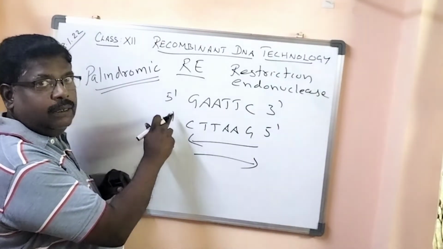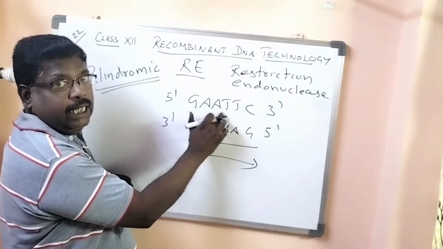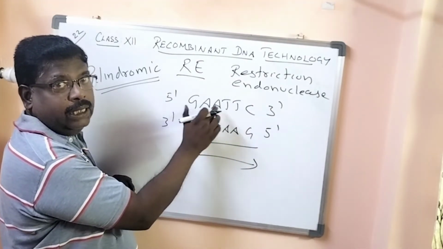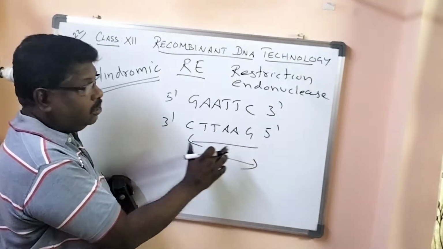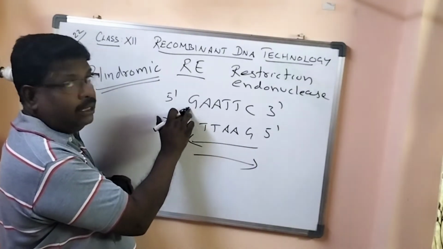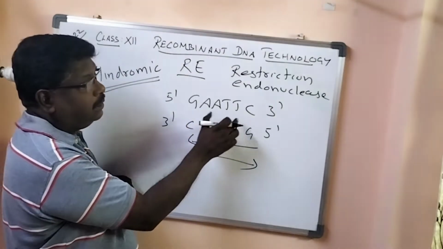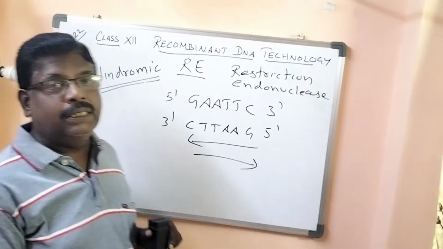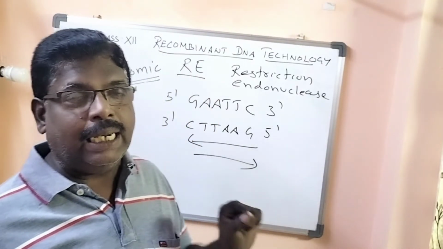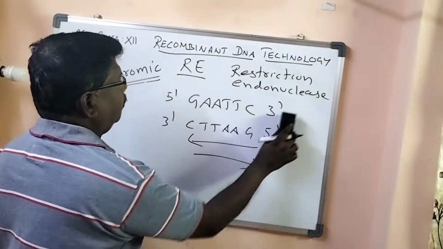Here is an example. This is a DNA strand from 5' to 3': GAATTC. You all know guanine, adenine, thymine and so on. The same thing in reverse order, 3' to 5': CTTAAG, cytosine, thymine, thymine, adenine, adenine, guanine. So this kind of palindromic sequence will be recognized by the restriction endonuclease.